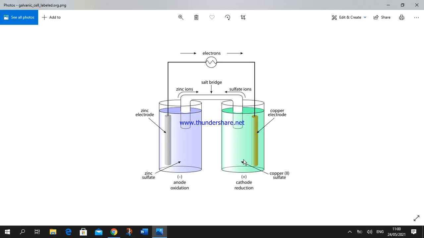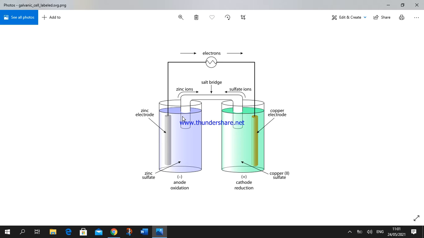And we use two different metals to make the electrodes of the galvanic cell. In the zinc sulfate, we immerse a zinc rod. And in the second beaker that contains copper sulfate, we immerse or dip a copper rod. After that, we connect the two rods using a metal wire. Also, we use another structure inside the galvanic cell known as a salt bridge.